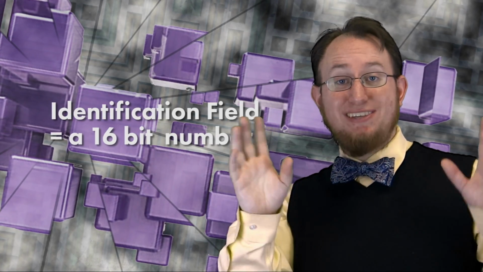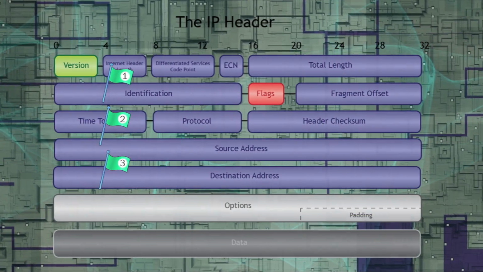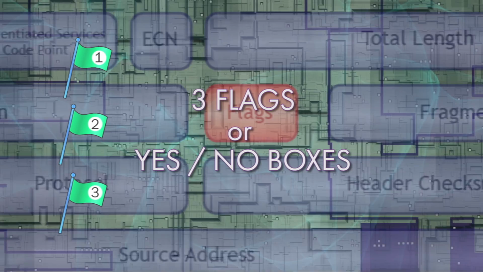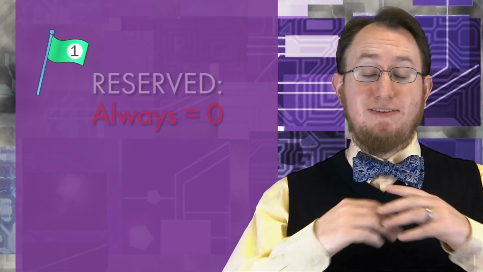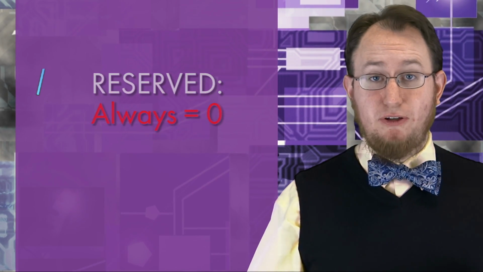The first of these headers is the identification number, a 16-bit integer that groups a bunch of packets together. If all of the packets have a particular identification number in common, then that means that they were all previously part of the same packet. After that, each IP header has 3 flags, or yes-no boxes, on the packet header. The first flag is easy. It's reserved for future expansions to IPv4, so it's always set to false.